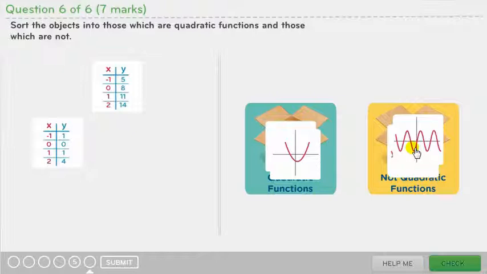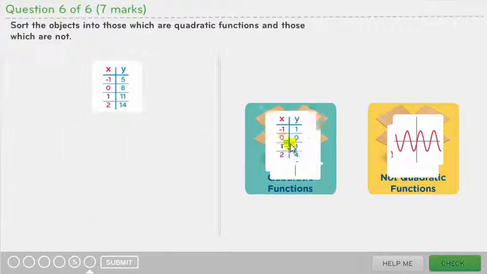And lastly, the table of values. The first table of values listed here is for the function y equals x squared. Negative 1 squared is positive 1, 0 squared is 0, 1 squared is 1, and 2 squared is 4. So definitely a quadratic function.